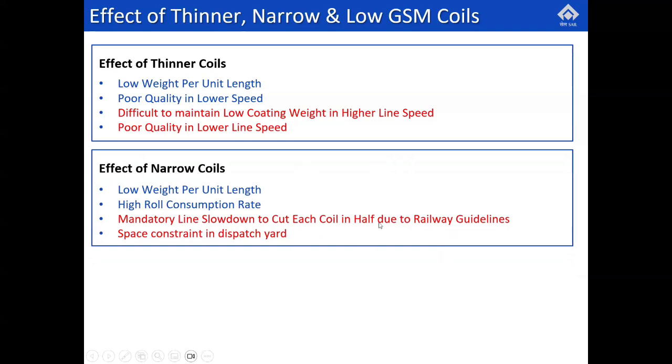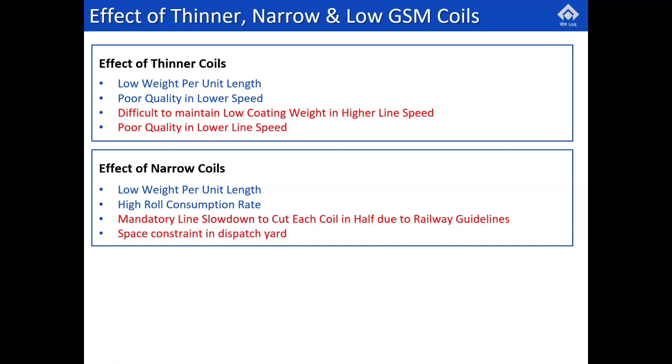Mandatory line slowdown to cut each coil. This has already been explained by Nilanshu sir, due to railway guidelines. This holds good for galvanizing also. In 900 and 1000 width coils, every coil is cut in two parts. So the line has to come from its maximum speed to 0 twice for every coil so that it can be cut.